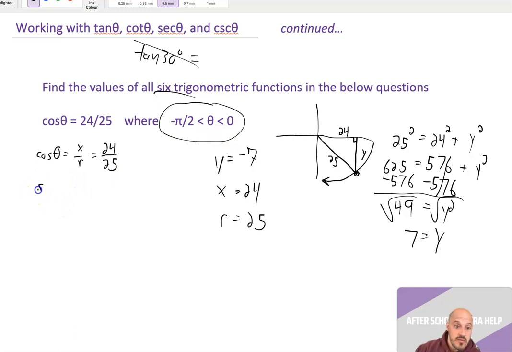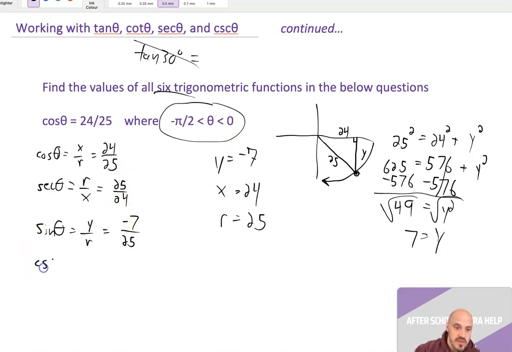Actually, from the beginning, couldn't we have put secant together? Yeah, it's just the reciprocal, right? It's r over x, which in this case is going to be 25 over 24. Just flip them. If I continue along, now that I have my y value, I know that sine is y over r, no longer 1. We said r is 25, so let's fill this in. My r is 25, and my y is negative 7. Can't simplify any of these.